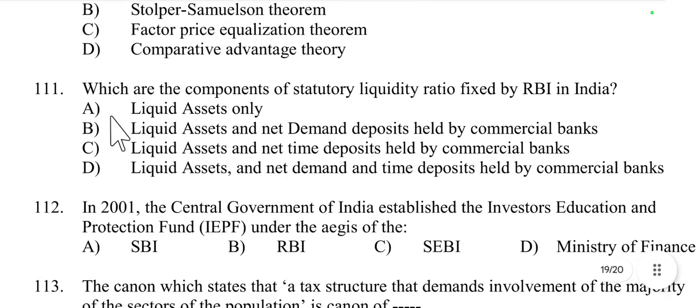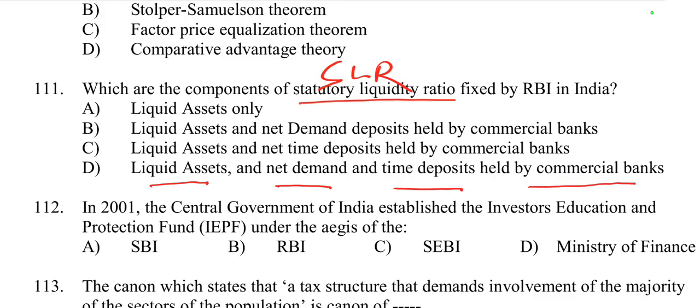Then come to question number 111. Which are the components of statutory liquidity ratio fixed by RBI in India? Statutory liquidity ratio, SLR. What are the components of SLR? Liquid asset and net demand deposit held by commercial banks, or liquid asset and net time deposit held by commercial banks, or liquid asset and net demand and time deposit held by commercial banks. So here the first is liquid asset, then net demand and time deposits held by commercial banks. So these are called SLR, statutory liquidity ratio. So option number D is the right choice.